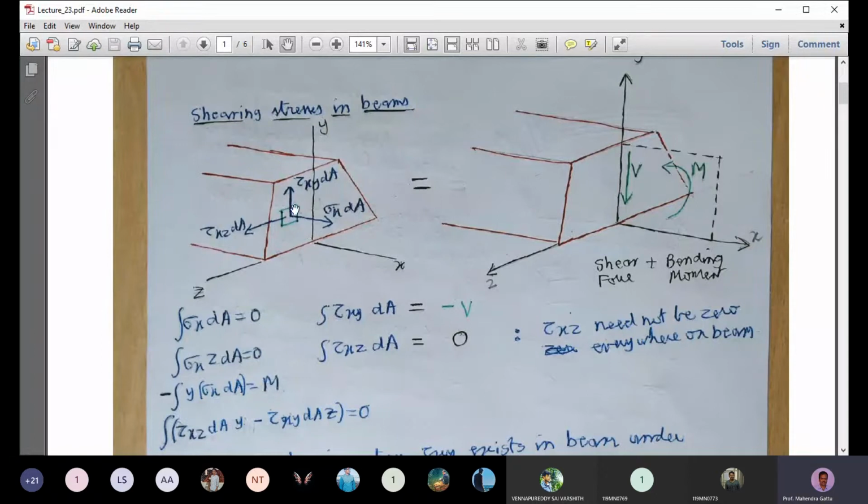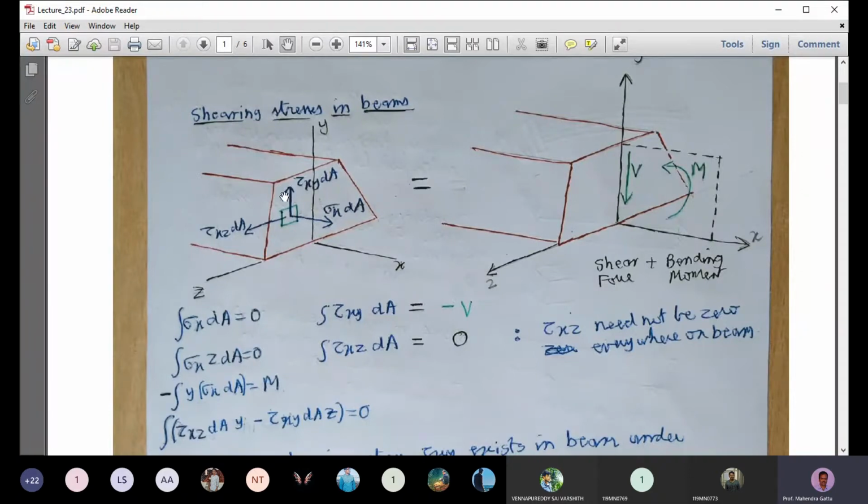On this cross section, we can identify a small elemental area dA, and there are normal stress sigma x and shear stresses tau xy and tau xz. Here the y-axis is the plane of vertical symmetry. That means this area is symmetric with respect to the y-axis.